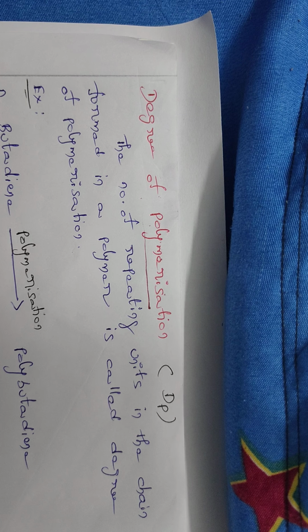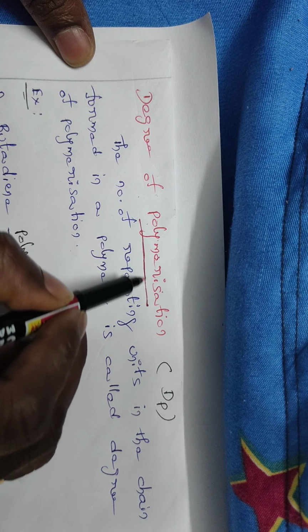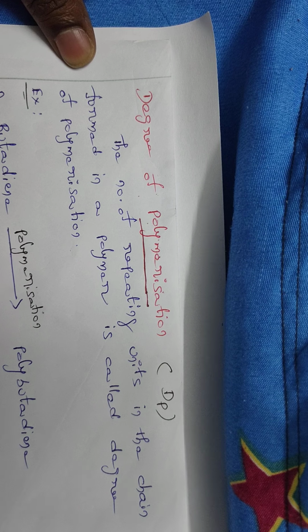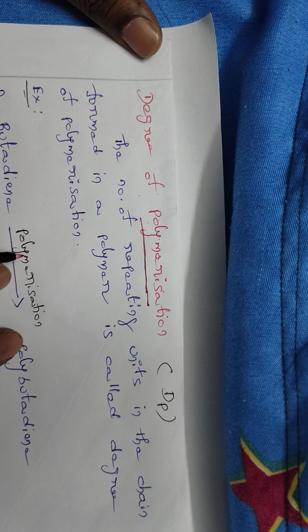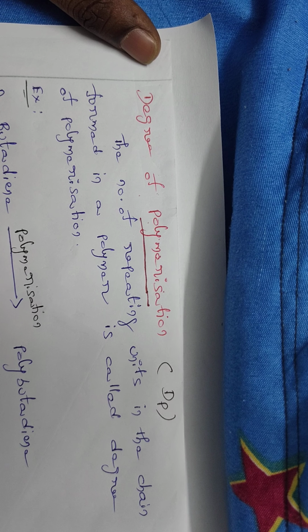So what is degree of polymerization? What is polymerization? The process of forming a polymer is called polymerization. So what is degree of polymerization? The number of repeating units in the chain formed in a polymer is called degree of polymerization.